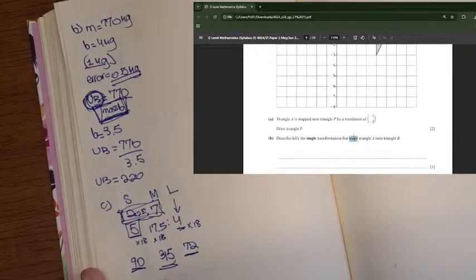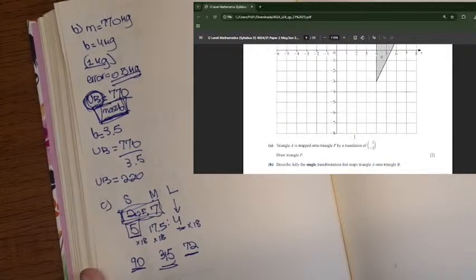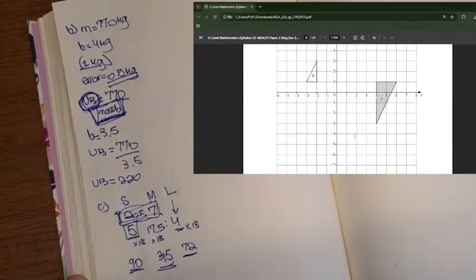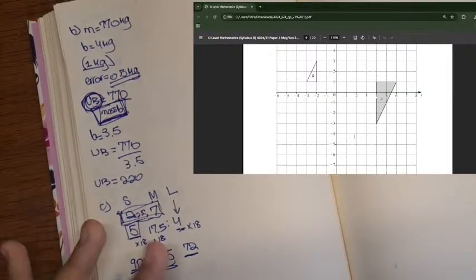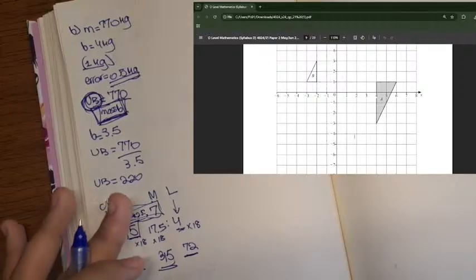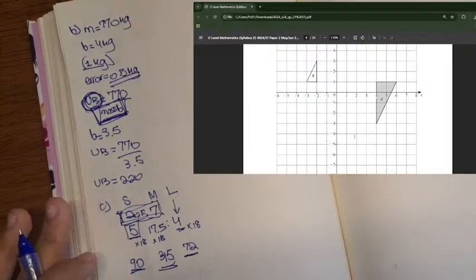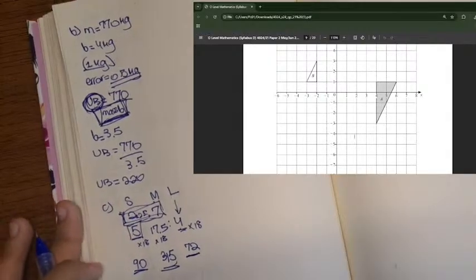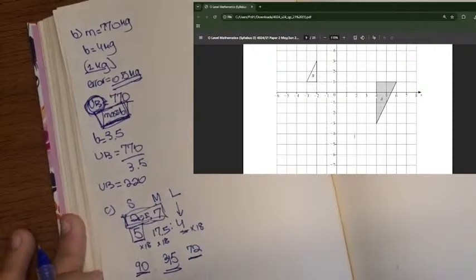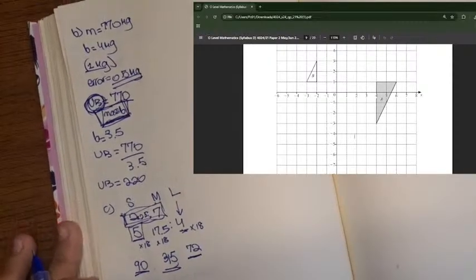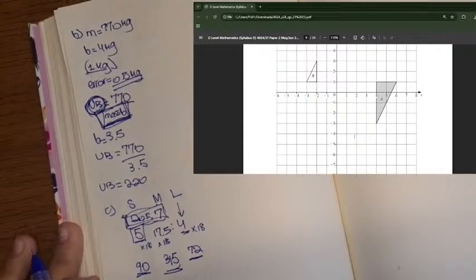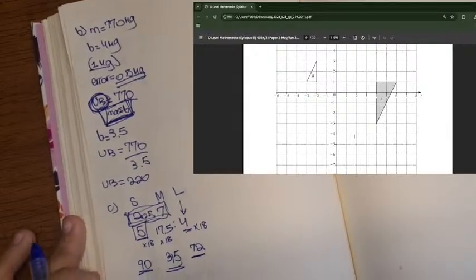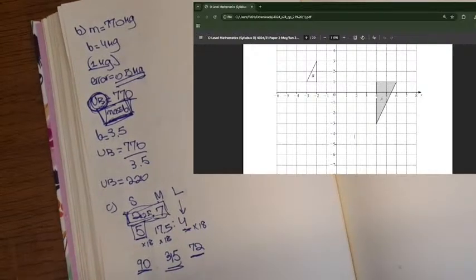And they're asking us to describe fully the single transformation that maps triangle A onto B. Well, the first thing I should notice is that there are different sizes. If there are different sizes, there cannot be any of the 3 other isometric transformations. It must be enlargement. In this case it's a reduction, but in the same way we can find the scale factor. The scale factor would be minus 1 upon 2. Since the shape is also inverted, it would be enlargement, and we can find easily the center of enlargement by joining the lines of all of those 3 points.